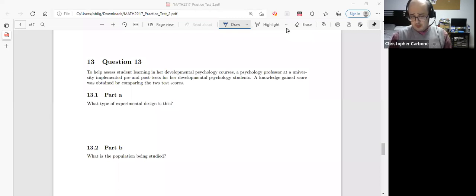Due to the pre and post test, this is a matched pairs test. Specifically, each individual student is paired with themselves for the pre versus post test.